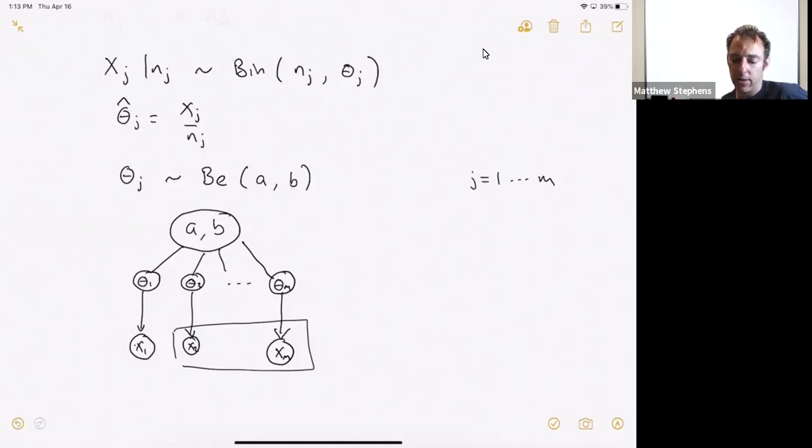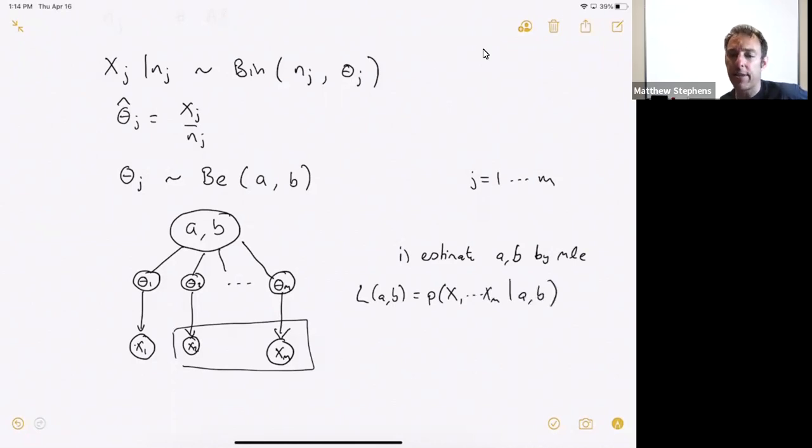Firstly, estimate A and B by maximum likelihood, say. So the likelihood for A and B is defined to be the probability of the observed data, which are the x's, given A and B. And again, n is implicit here. I'm going to assume that n is always given.